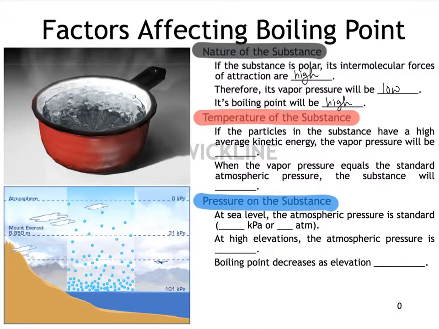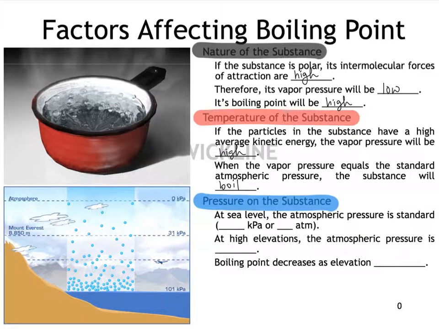Let's examine the effect of temperature on the substance. If the particles in the substance have a high average kinetic energy, which is a high temperature, the vapor pressure will be high. When the vapor pressure equals the standard atmospheric pressure, the substance will boil. So the higher the temperature, the more likely you are to boil.